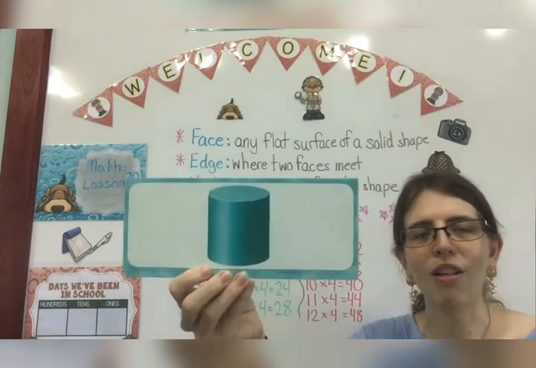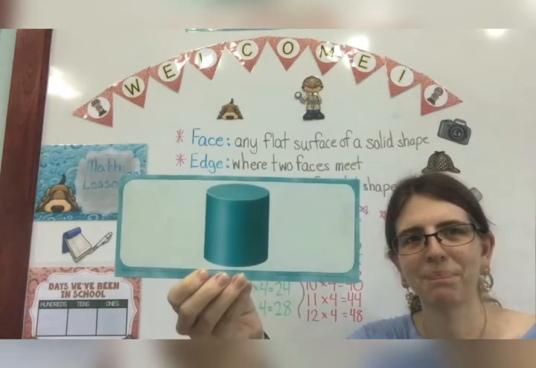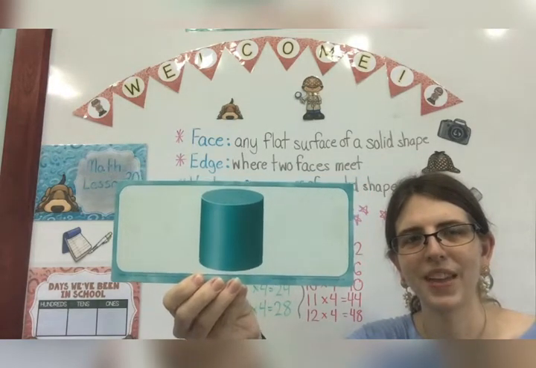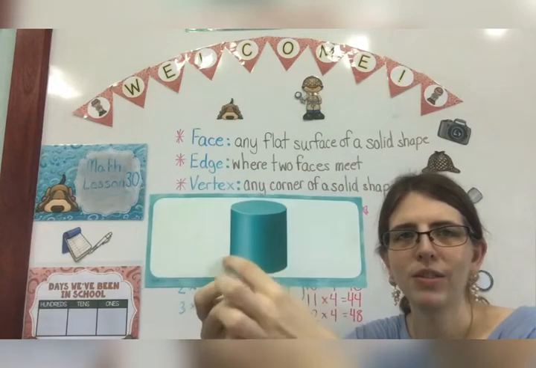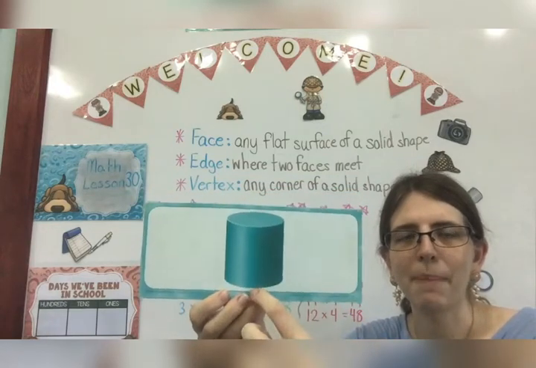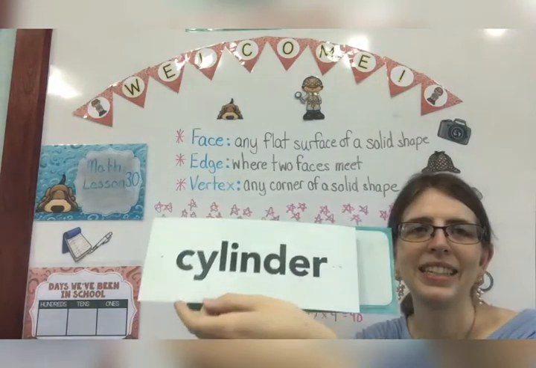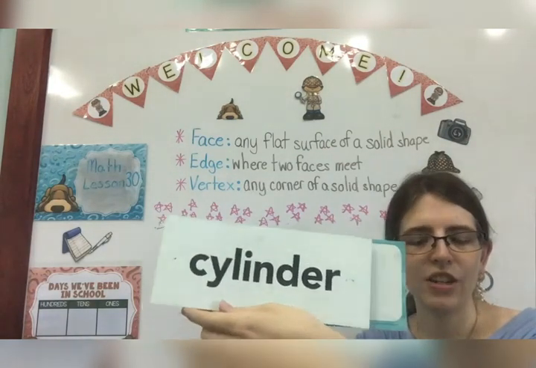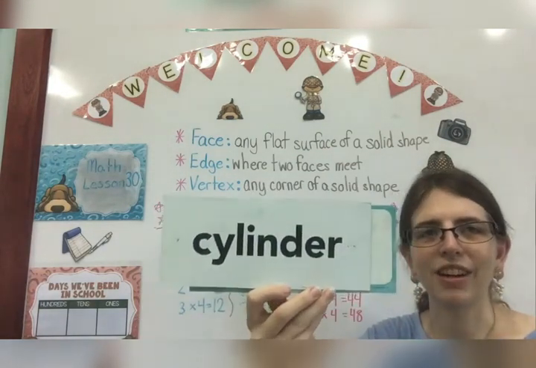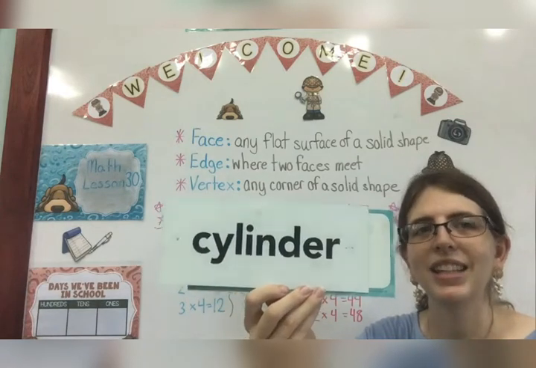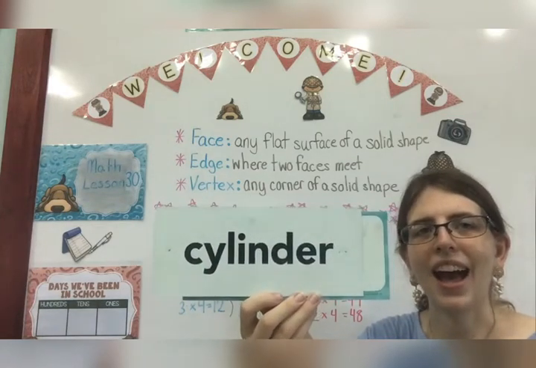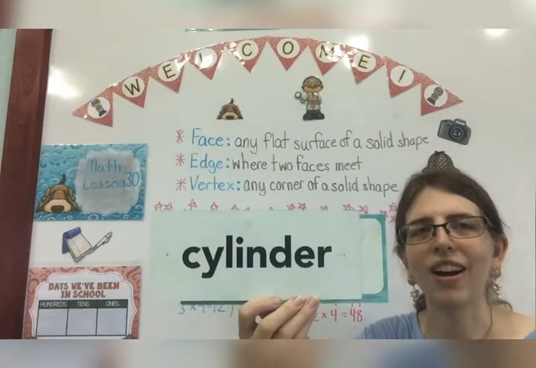Okay, what do we call this shape? It's round all the way around. Its top and bottom are circles. This is a cylinder. Cylinder. Let's spell cylinder. C-Y-L-I-N-D-E-R, cylinder.